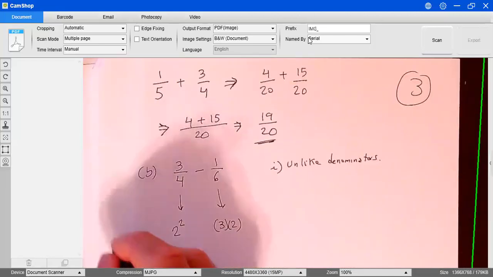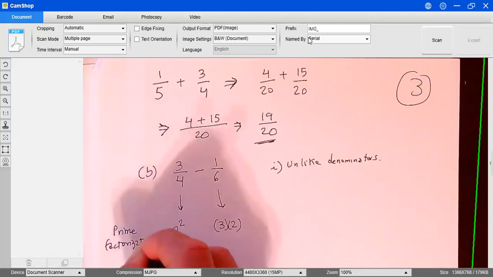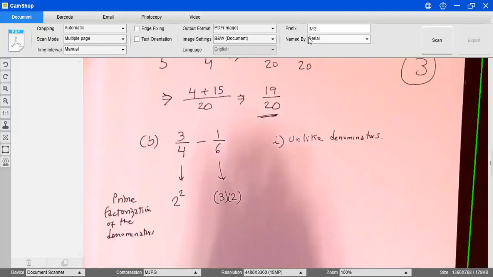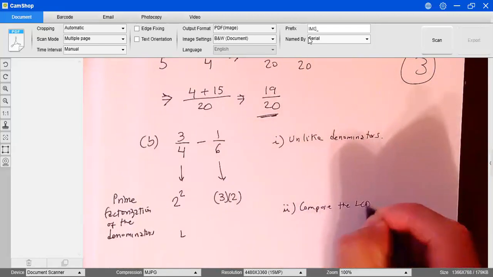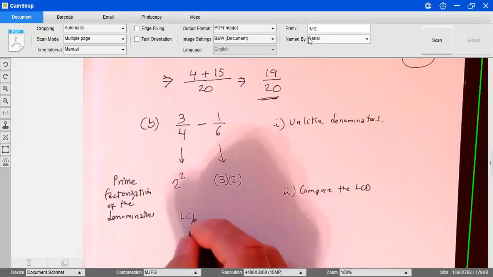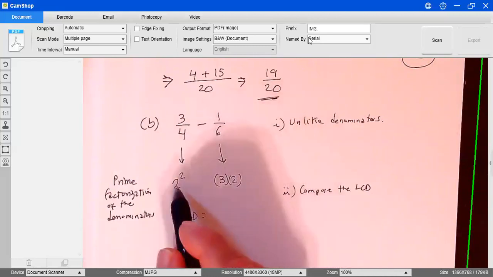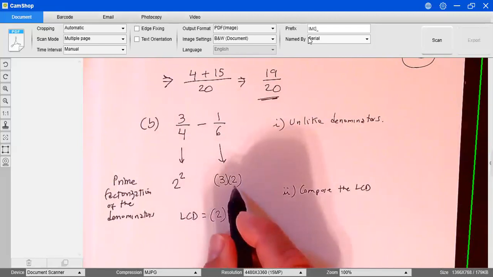So these are our prime factorizations of the denominators. Okay, so now the least common denominator. The least common denominator, which is the second part, we're going to compose. The least common denominator is going to be made of the unique factors. So we have 2 here, we have this prime number appearing here and appearing here.